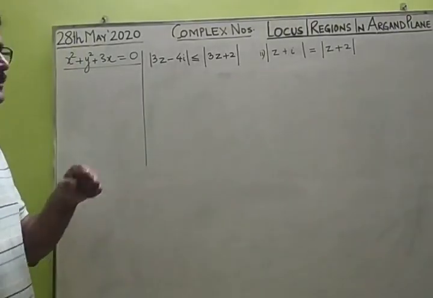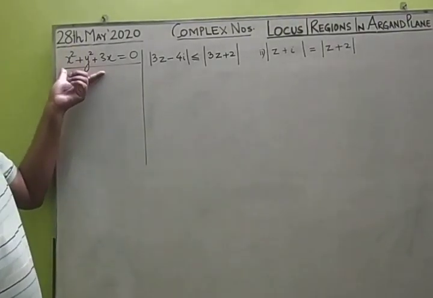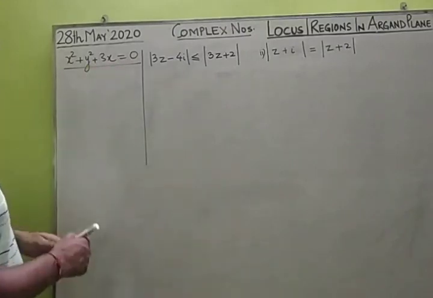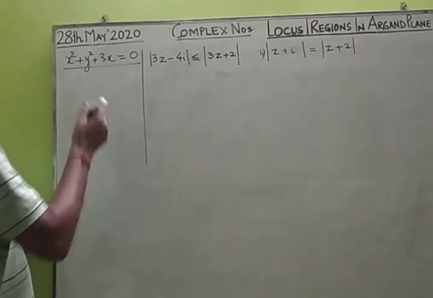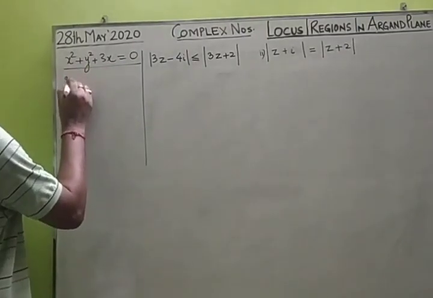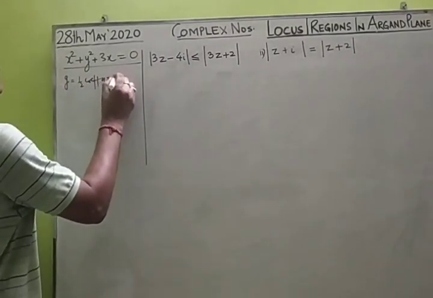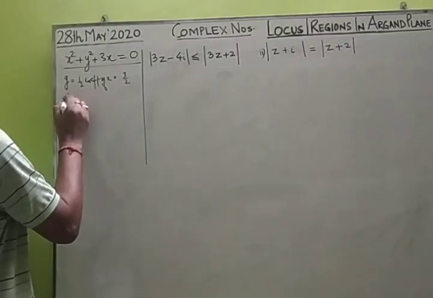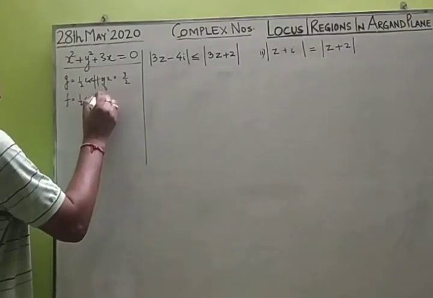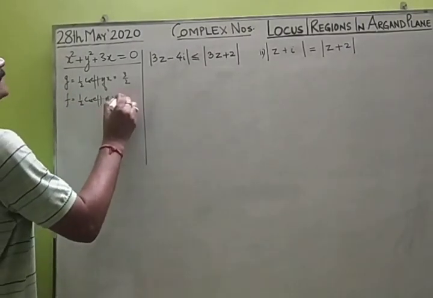The equation of the previous question will turn out to be x square plus y square plus 3x equals 0. Now if we look at the system, we find out the g first. What is g? Half coefficient of x, that is 3 by 2, and f, which is half coefficient of y, which is 0.